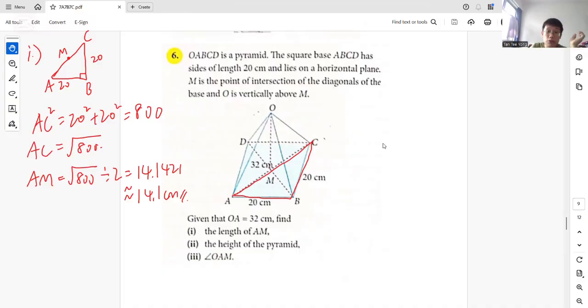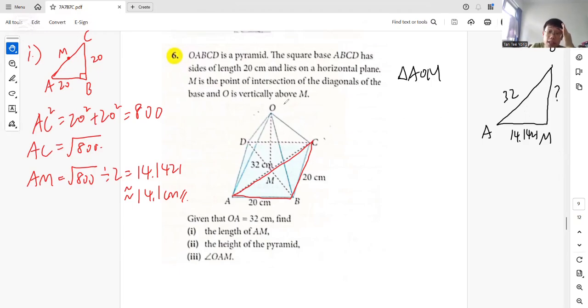Okay, let's move on to part 2. So the height of the pyramid. So height of the pyramid means find OM. So we are considering triangle AOM. So considering triangle AOM, right? The triangle looks like this. All right, then OM is what we want to find. AM, we have it, right? 14.1421. And then OA is 32. How come 32? Because the question says, where is it? Yeah, OA is 32 cm here. Okay, and this is 90 degrees, because OM is vertically upright, right?